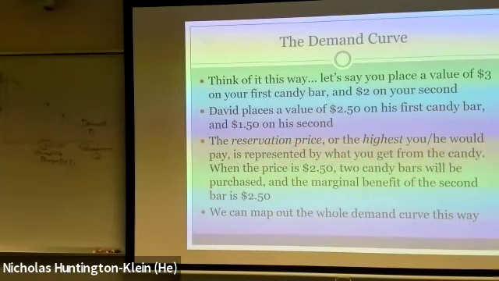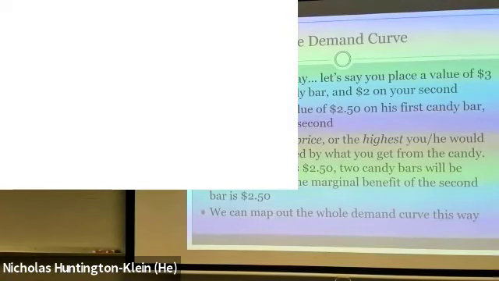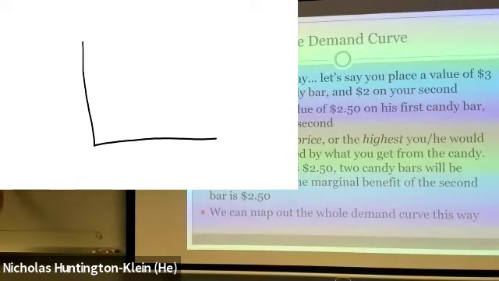So from this information, we can map out what the demand curve would look like because we know that it represents your marginal benefit. And so we can draw it out. So let's ask ourselves at different prices, how many units are going to get sold to you and David? So let's start with a high price of $3.50. How many candy bars are going to get sold at the price of $3.50? How many are you and David going to buy?